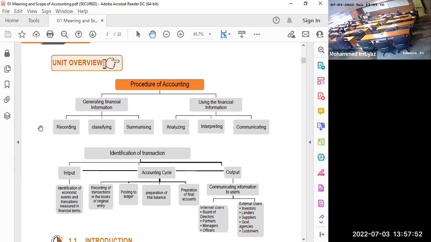One of the important questions for the exam: users of accounting information. What is accounting information? From the balance sheet and the profit and loss account, whatever I can derive, with analysis or without analysis, processing or without processing, is called accounting information. What is the sales of this company for the 2021-22 financial year? That's one accounting information, the raw information.